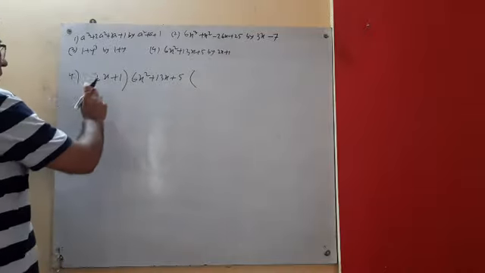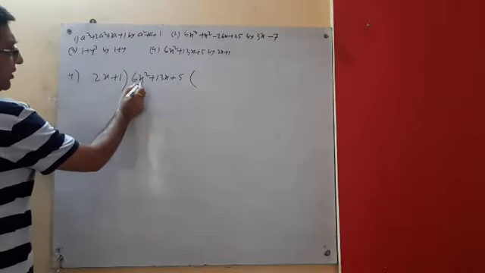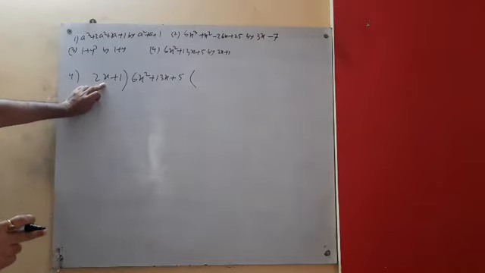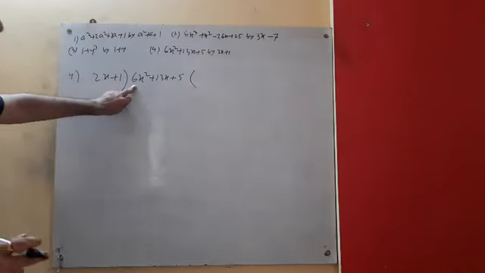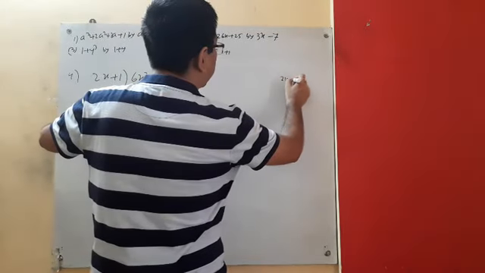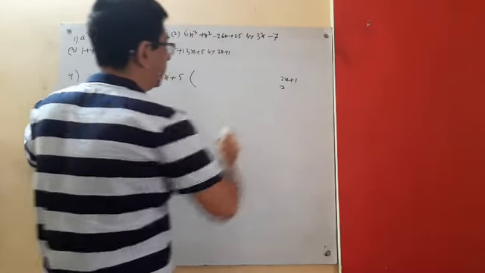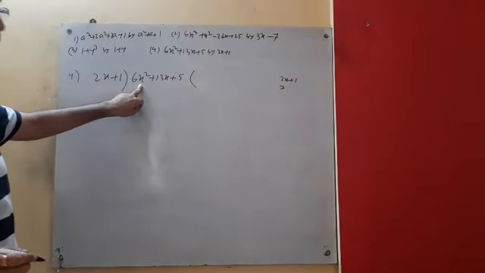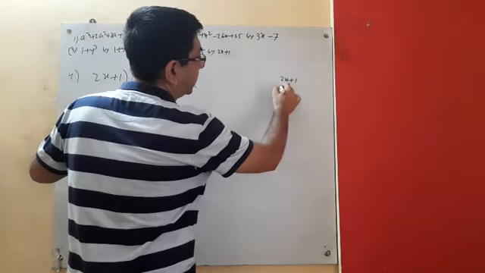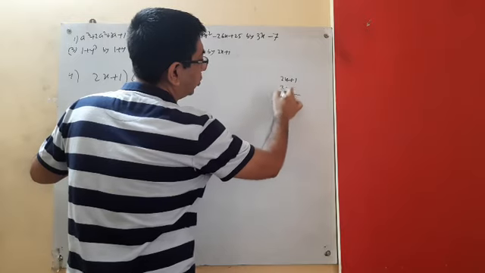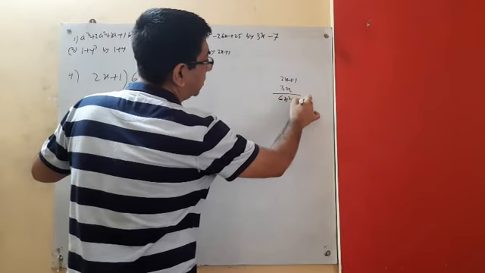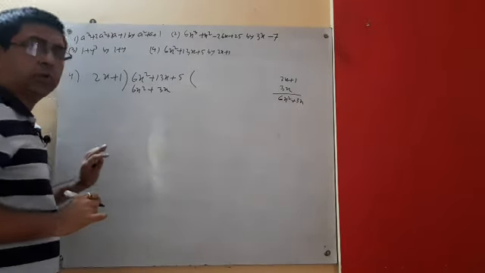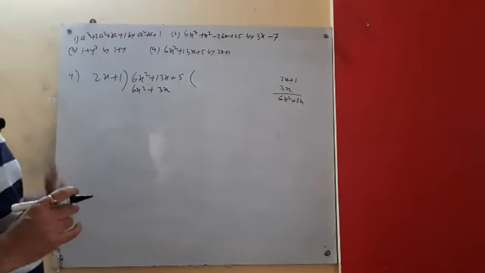Now 2x and 6x square, that means you should multiply by something so that the first term comes to 6x square. What is there? 2x plus 1. If we multiply by 3, it will come 3 into 2, 6x, but here it is 6x square. So multiply by 3x. That is 3 into 2, 6x square plus 3x. Write this one, 6x square plus 3x. You just try to match the first term.